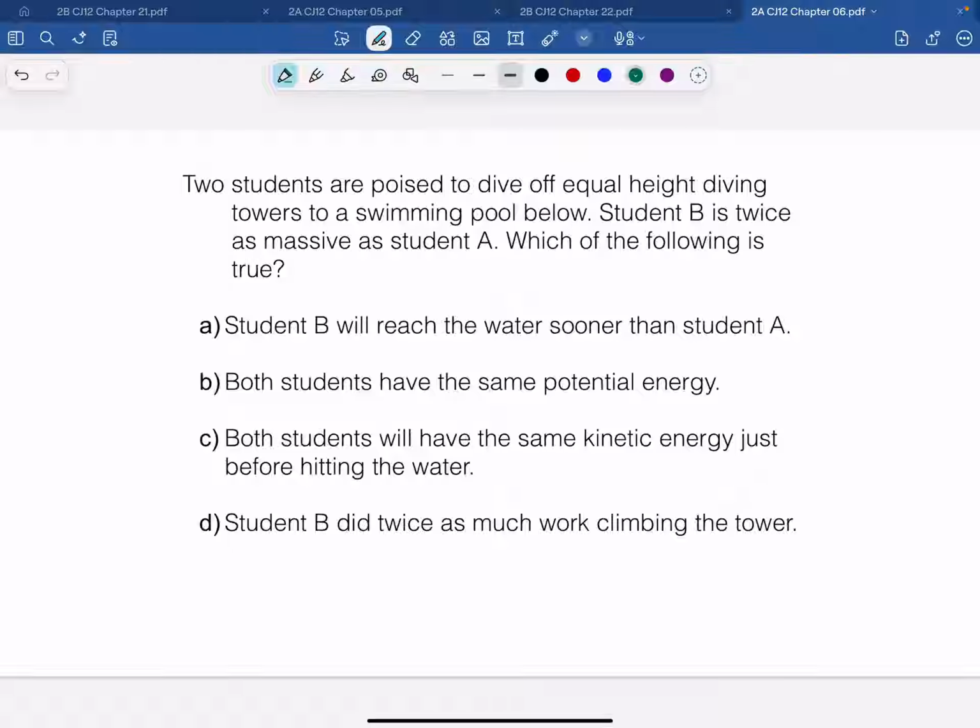Okay, why is B wrong? Oh, they have different masses, right? They're at the same height, on the same planet, but their masses are different. So they can't have the same potential energy. Potential energy is mgh. h is the same, g is the same, m is different. Can't be the same. B was at the top.